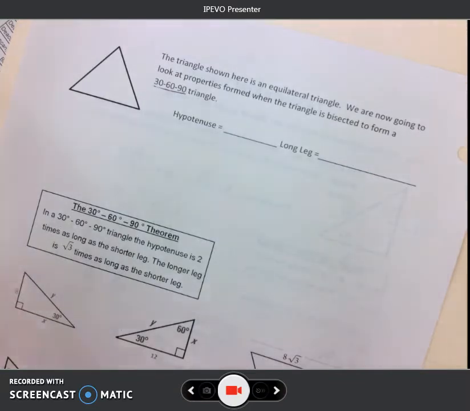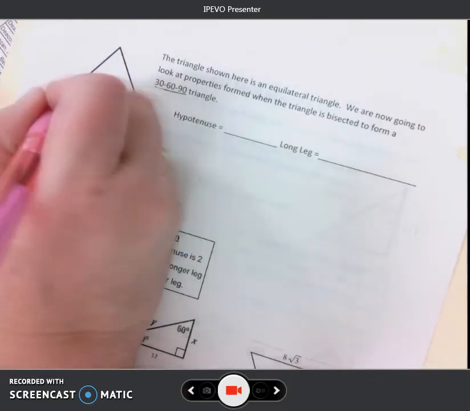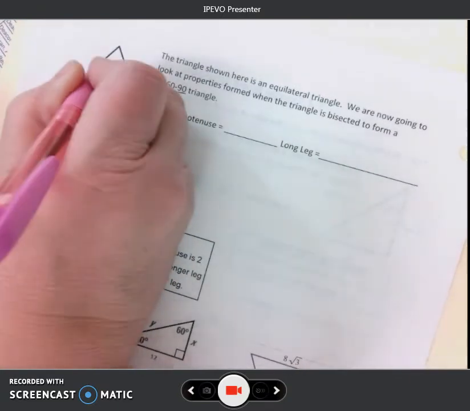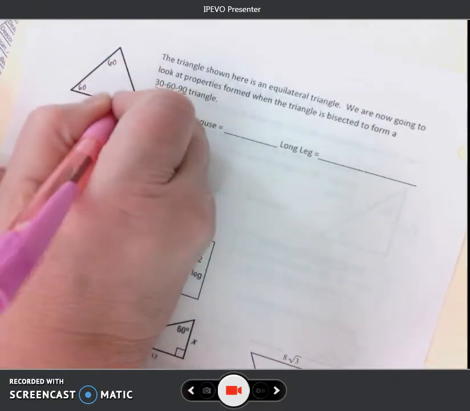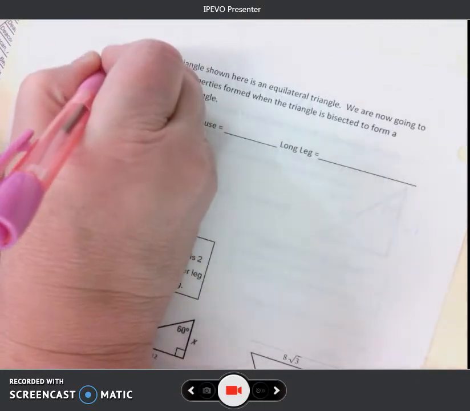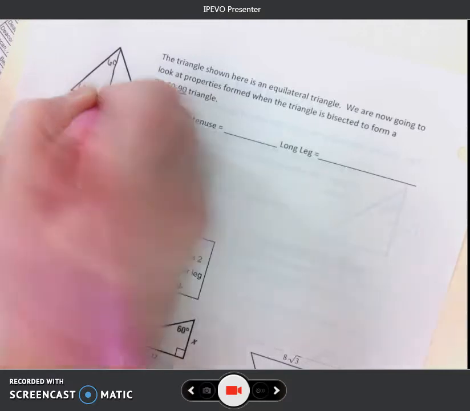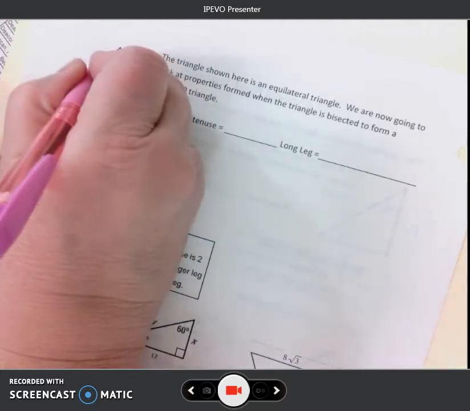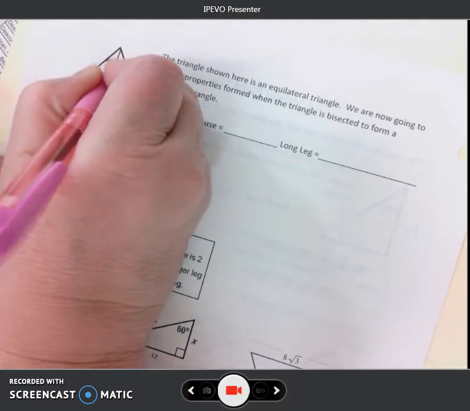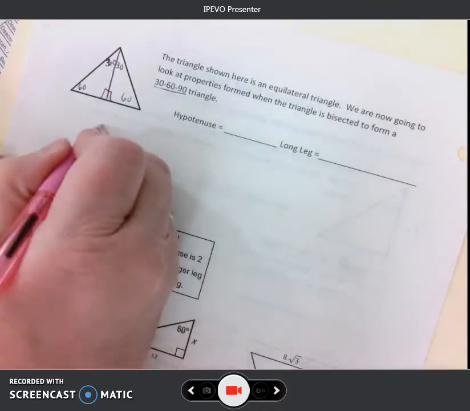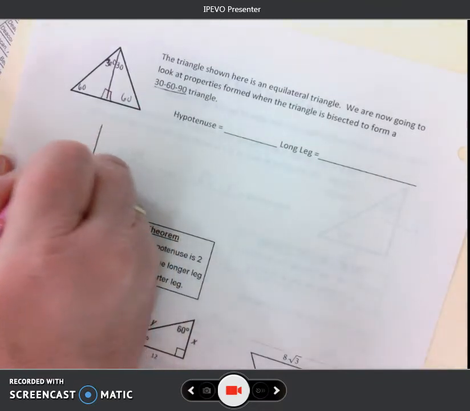So what we do to get a 30, 60, 90 triangle is we start with an isosceles or equilateral triangle, and we draw an altitude to bisect that triangle. But when I do, this angle at the top that was 60 now becomes two 30s. And then we're going to focus on one of those triangles.